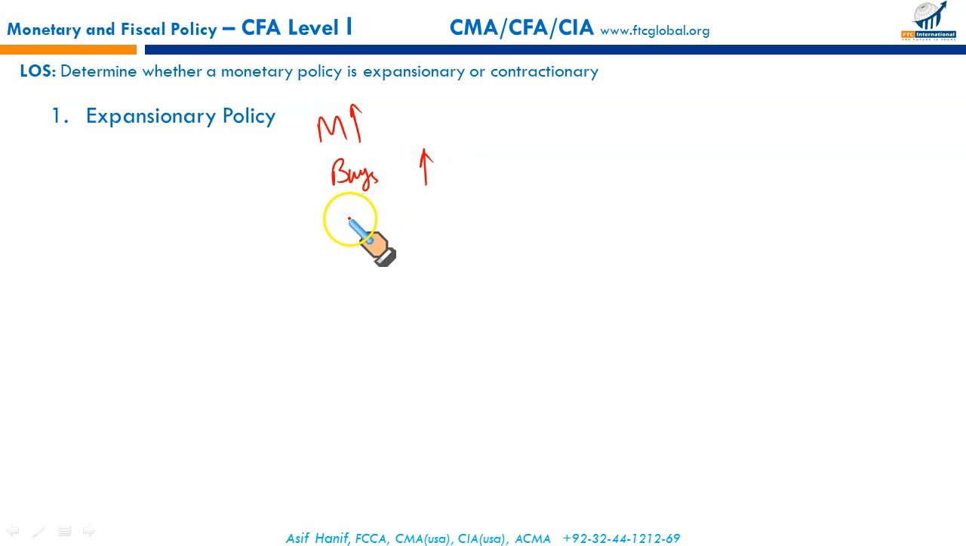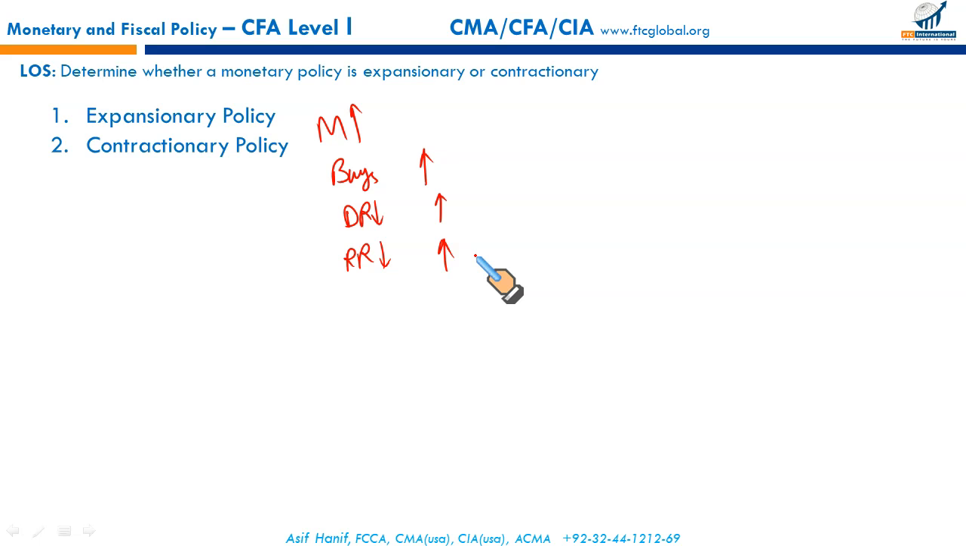when there is a reduction in the discount rate, and when there is a decrease in the reserve requirement. So all these would result in expansion in the economy. So these are expansionary policy tools.